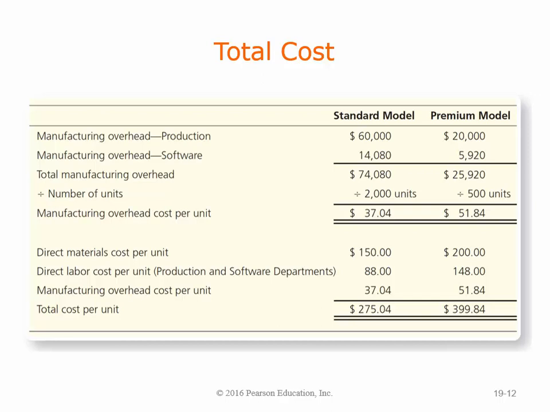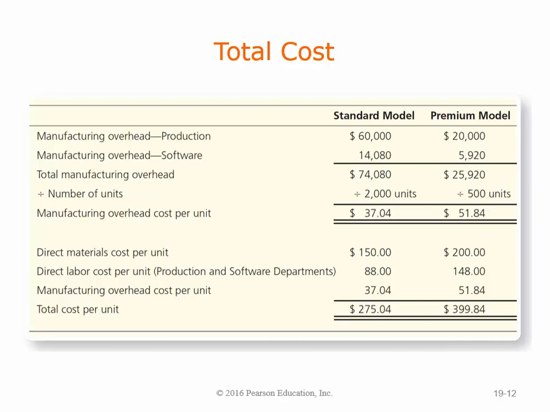No, each model is a model of the product. So that's why you'll see the premium model costs more per unit. And if you notice, it's because there are fewer units, 500 to 2,000, but on a per unit basis, they're actually spending more on direct labor hours and stuff like that.